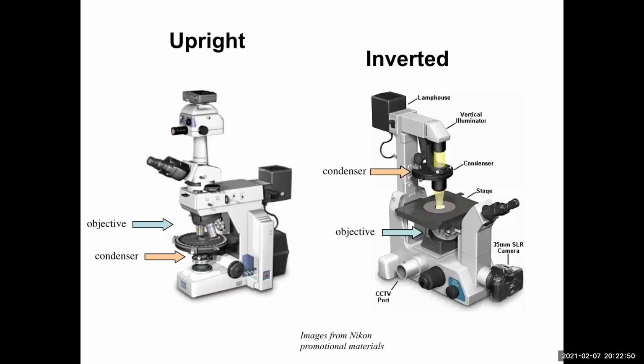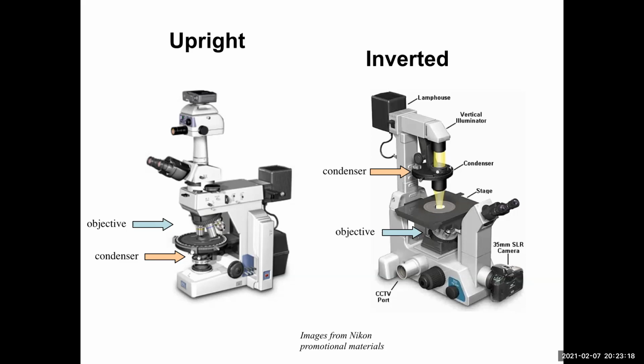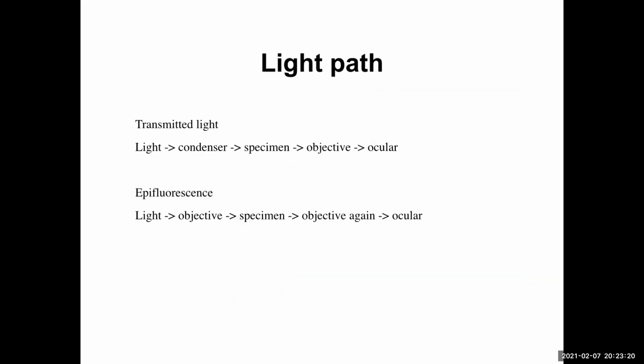So upright, the light is at the bottom and it goes up through the specimen and out through the objective. Inverted scope, the light is at the top and it goes down through the specimen into the objective. It's the same fundamental journey. It's just, one is doing a handstand basically, right? So upright scope and inverted scope, that's the first thing to look for in terms of looking at your scope.